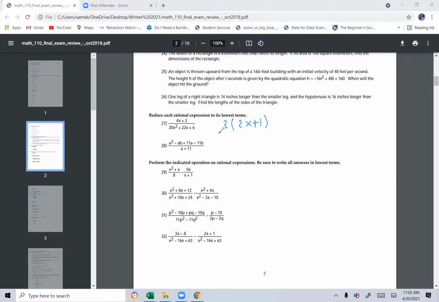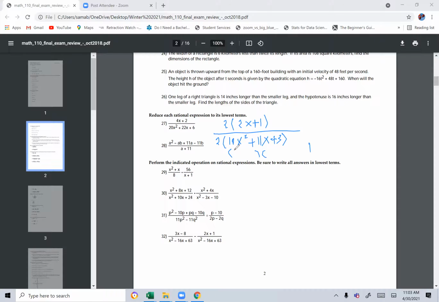What about the bottom, guys? I could take, first of all, 2 out as a common factor. So that will give me 10x squared plus 11x plus 3. We need to factor this. I'm going to do it by trial and error, guys.